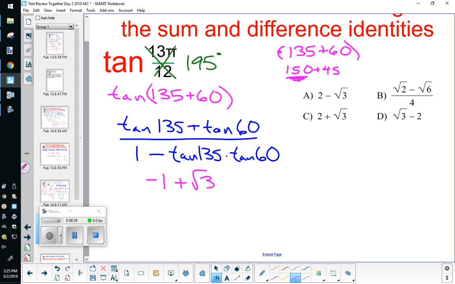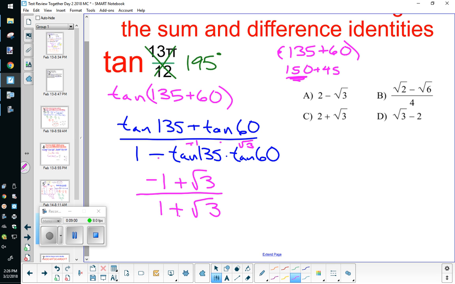On bottom, it's 1 minus tangent of 135, which we just said was negative 1, times tangent of 60, which we just said was radical 3. So what am I going to put on bottom? So it's going to be 1 what? Plus radical 3. That will be the number one mistake on the test. It was 1 minus, and I had a negative sign. Minus a negative really made it plus.